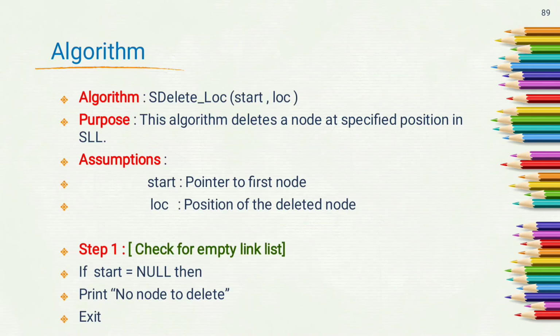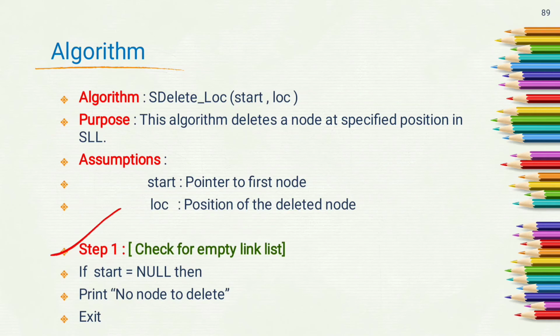Next is the algorithm. First we have to write the algorithm. The name of the algorithm is S delete underscore LOC. Here we need two parameters, start and LOC. The purpose of this algorithm is that it deletes a node at a specified position in a singly linked list. Assumptions are: start is a pointer to the first node, and LOC stores the position of the node to be deleted.